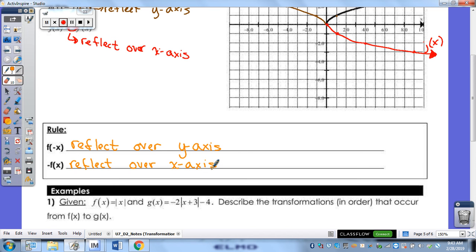So there are two rules. If the negative is with the x, reflect over your y-axis. If it's out in front of the whole function, you're going to reflect over the x-axis.